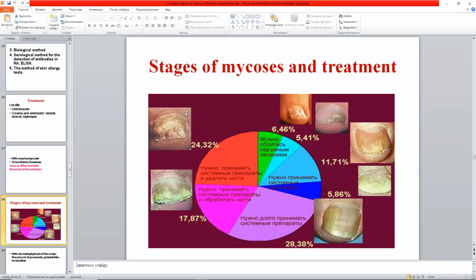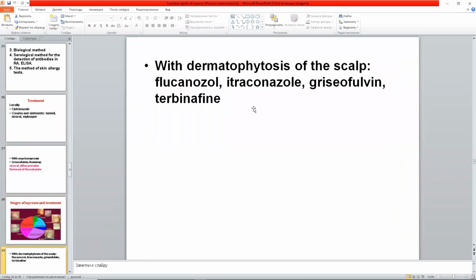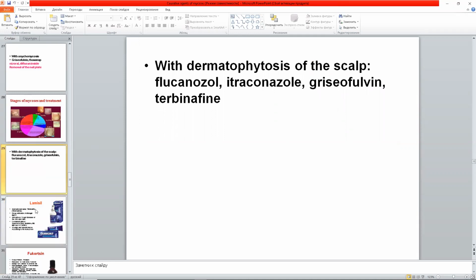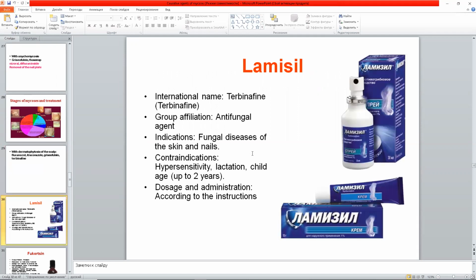But anyway, fungi are able to survive in tissues around, and when a new nail plate grows up, they will again infect this nail. So it's a very, very difficult procedure. With dermatophytosis of the scalp, fluconazole is used, itraconazole, griseofulvin, terbinafine medicines, and there are pictures of them. Lamisil, then Lamisil cream, Lamisil spray, like aerosol to place on the skin, for example, and then flucarcin.